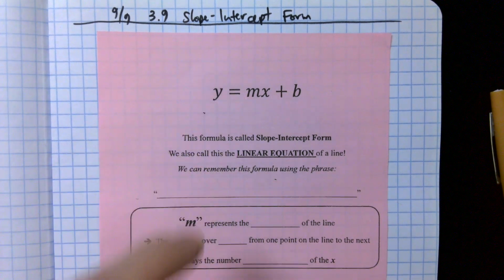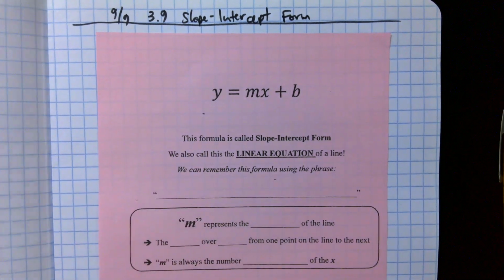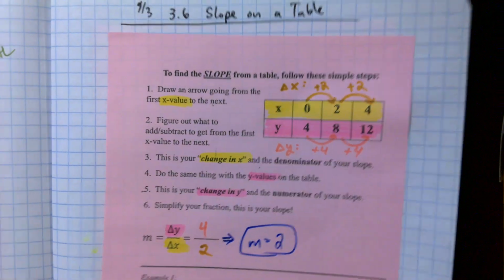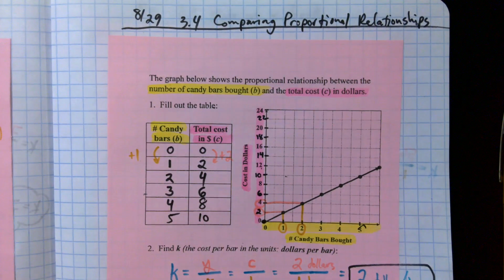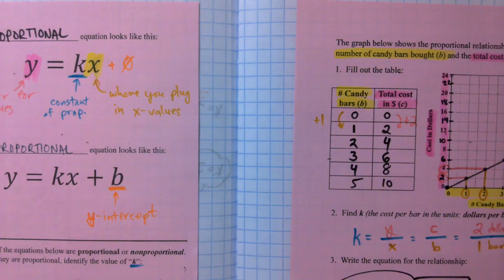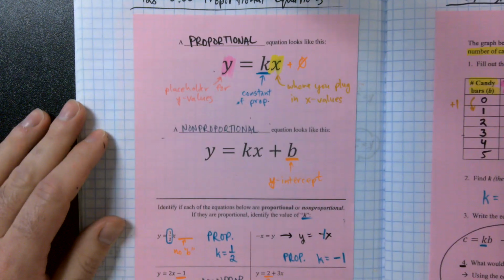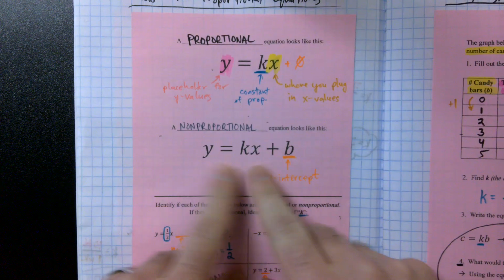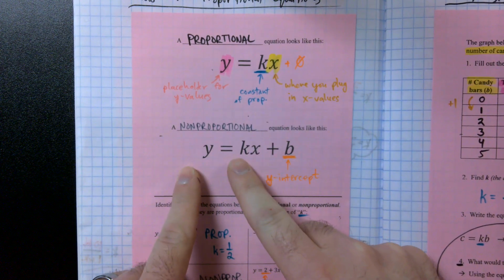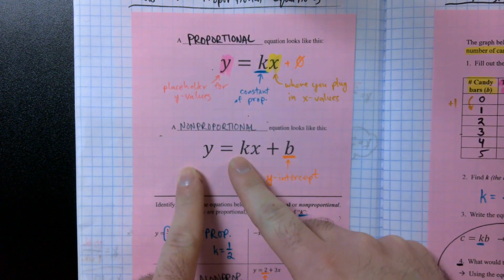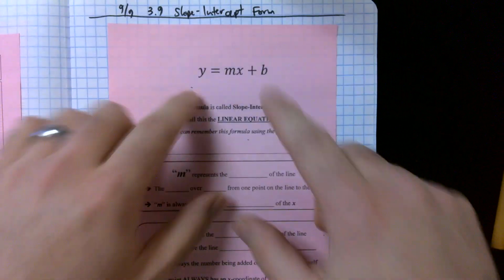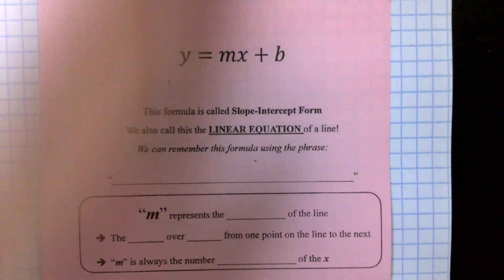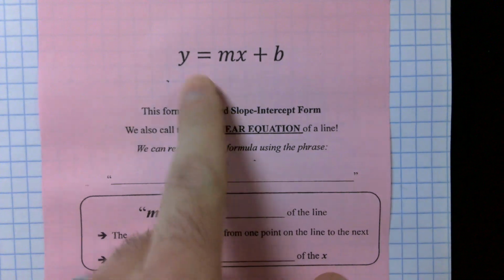So, we're going to talk about this formula today. If you flip back a couple of pages, we've actually seen this just a little bit already. Let me find where it's at. If you look back on 828, 3.3b, we've seen this formula before, except there was a K. Right now we're talking about M for slope, but it's the same thing. Okay, y equals mx plus b.